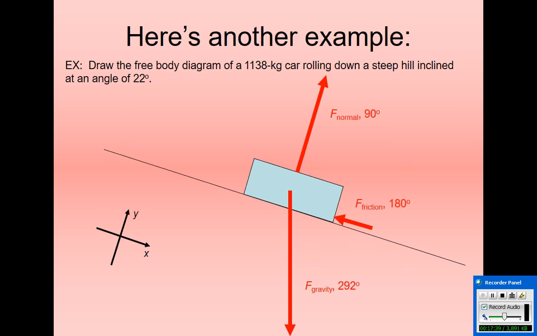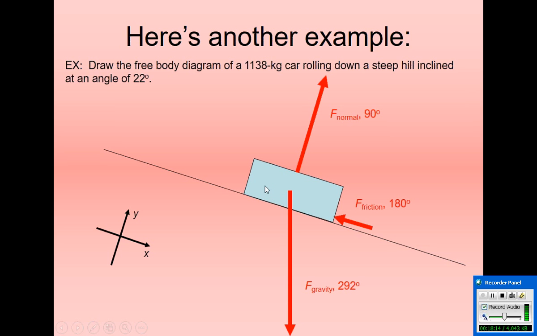And then we get to our angles. The coordinate axes are tilted. Please be aware of that. As a consequence, the x-axis is parallel to the ramp, the y-axis is perpendicular to the ramp. Since the normal force is perpendicular to the ramp, meaning it's parallel to the y-axis, it must make an angle of 90 degrees with respect to the positive x-axis. So I've drawn the normal force at 90 degrees.